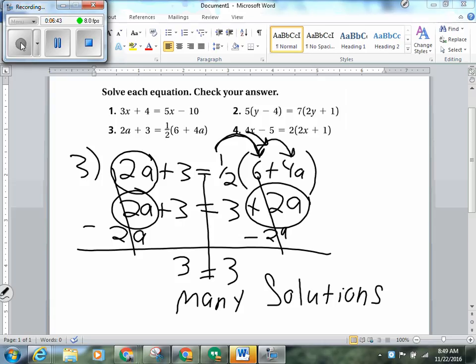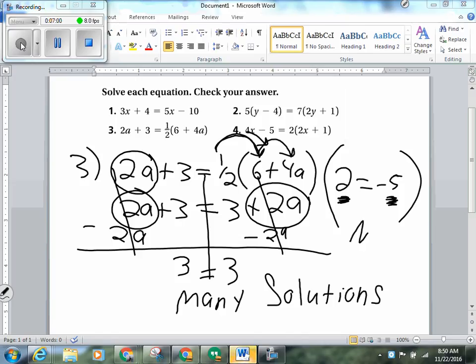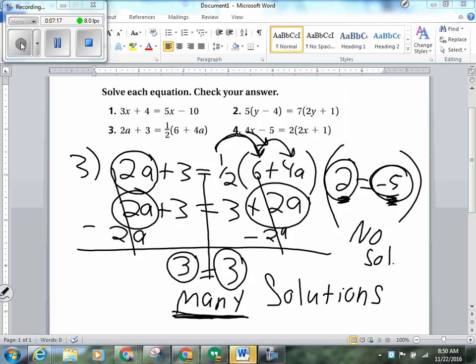To go along with this question, if you got something that looked like this as an answer, 2 equals -5, you have to ask yourself, does 2 equal -5? No. So your answer is no solution. So 2 different types of answers that you'll get in this section. 1, many solutions, because one side equals the other side. The other answer, one side does not equal the other. No, it does not work. So your answer is no solution.